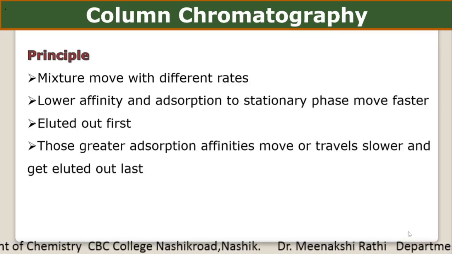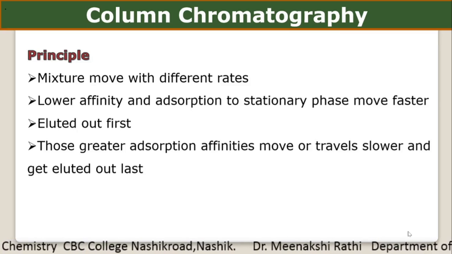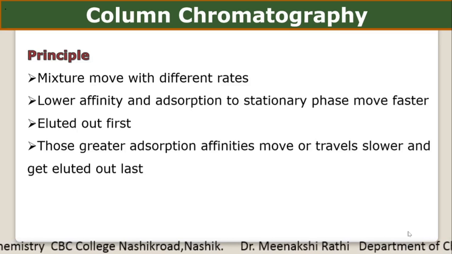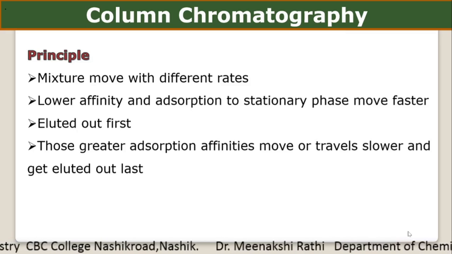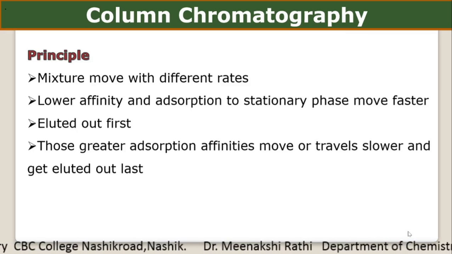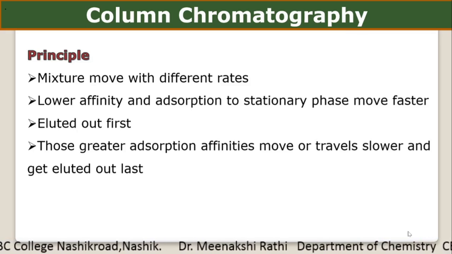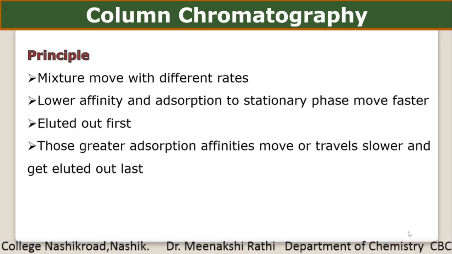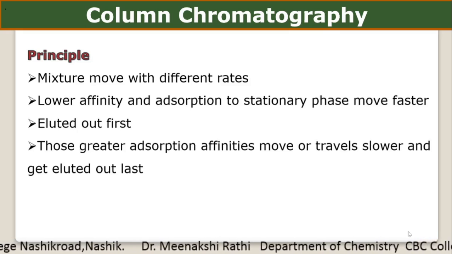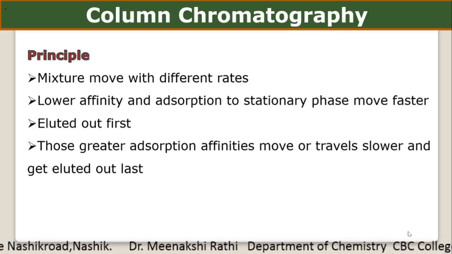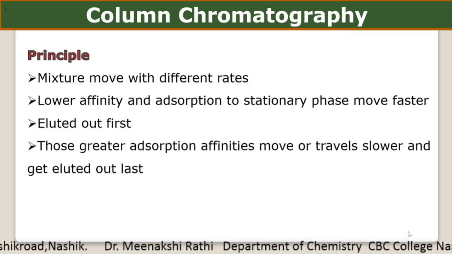While those with greater adsorption and greater affinities move or travel slower and get eluted out last. Those whose adsorption power on the stationary phase is higher and whose affinity for the stationary phase is higher, get attached or adsorbed to the stationary phase, and then they slowly come out of the column.